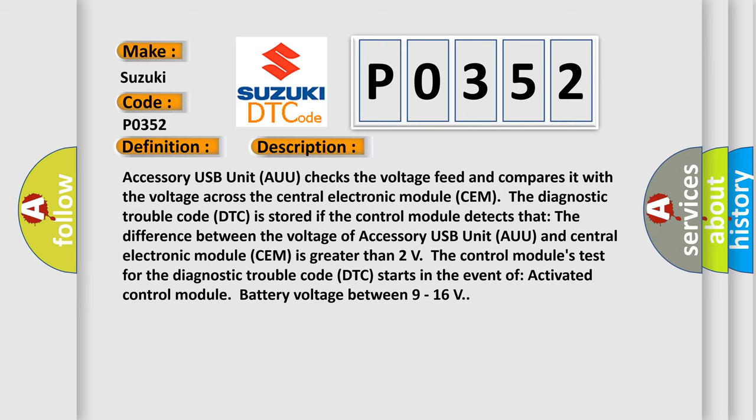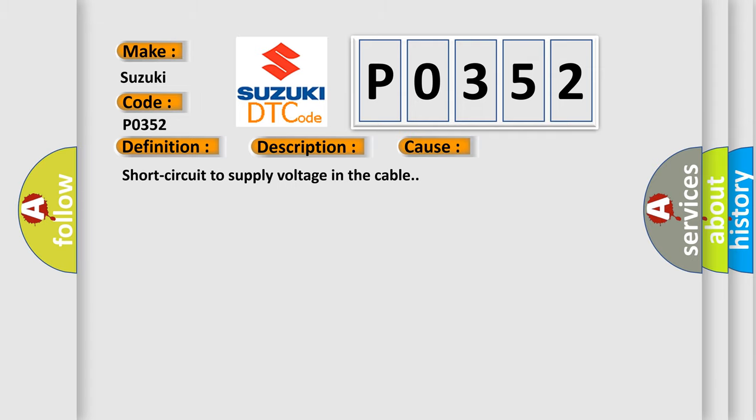Accessory USB unit AUU checks the voltage feed and compares it with the voltage across the central electronic module SEM. The diagnostic trouble code DTC is stored if the control module detects that the difference between the voltage of accessory USB unit AUU and central electronic module SEM is greater than 2 volts. The control module's test for the diagnostic trouble code DTC starts when the control module battery voltage is between 9 and 16 volts. This diagnostic error occurs most often in these cases: short circuit to supply voltage in the cable.